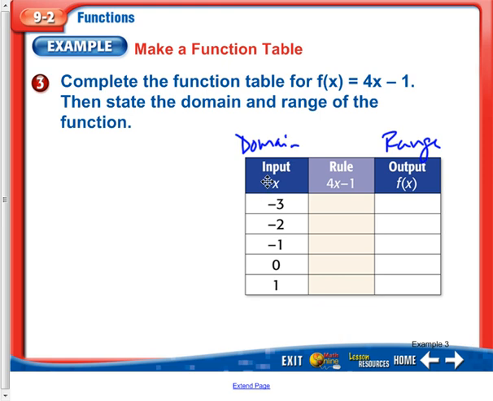So here when we see x and we see f of x, remember f of x equals y. Okay, so this y is also your range. So we're going to do all these input values. Okay, so let's just go ahead and plug this in. We say 4 times negative 3 minus 1. Well, that's negative 12 minus 1 would be negative 13. So we're going to do 4 times negative 2 minus 1. That'd be negative 8 minus 1 is negative 9.